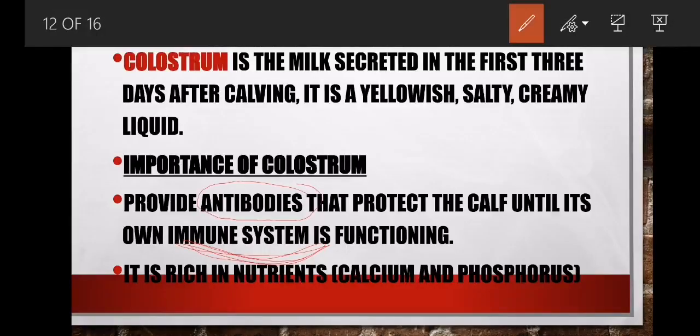So they provide antibodies which will protect the animal from diseases until the immune system of the calf is functioning properly. We also say this colostrum, which is secreted in the first 3 days and is yellowish in color, is rich in nutrients such as what? Calcium and phosphorus. So they will ask you this question: what is the importance of colostrum? It provides antibodies that protect the animal until its immune system is functioning. It is also rich in nutrients.